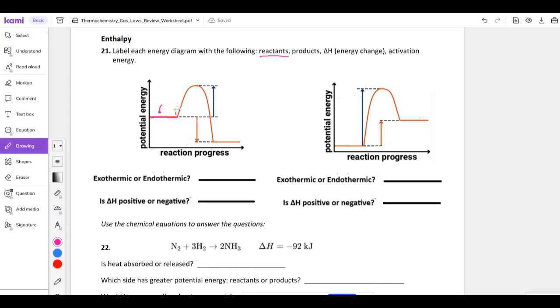All right, here's the activation energy. This is the energy required to get the chemical reaction started. It's kind of like lighting a fuse. You light a fuse on a firework.